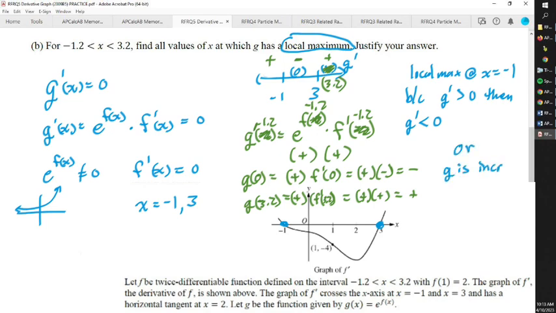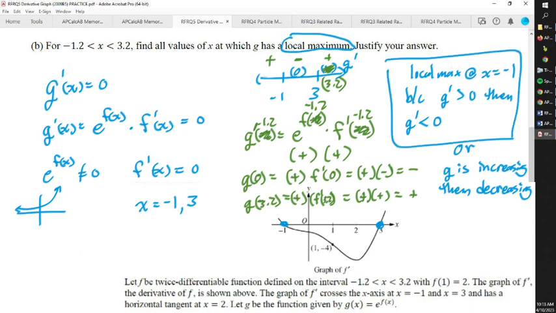The other way is to say G is increasing, then decreasing. Notice though, it's G. It's not G prime. This means that G is increasing, and this means that G is decreasing. Okay? Now, both of these are correct, but I like the top one. I think that one's better. It's more direct. It's directly related to my sine line graph. So I think this is a better answer, but I know for a fact that you guys would get credit for this one as well.